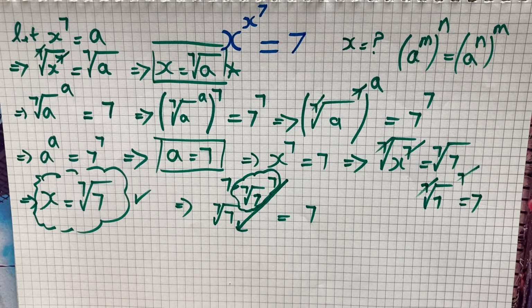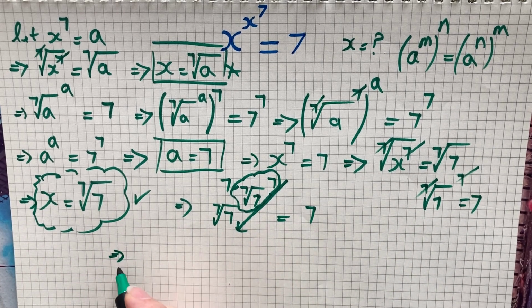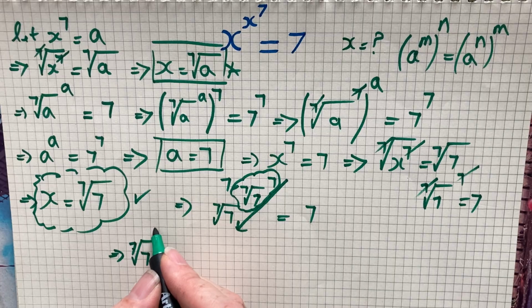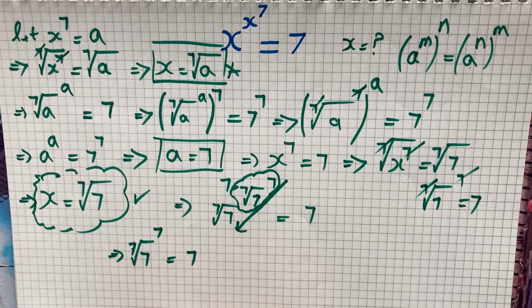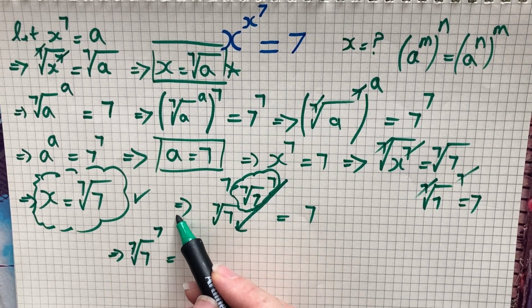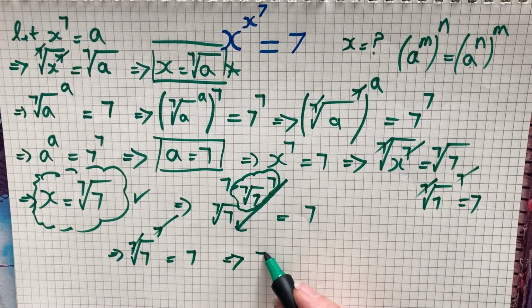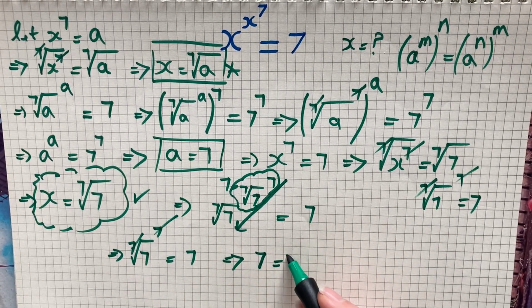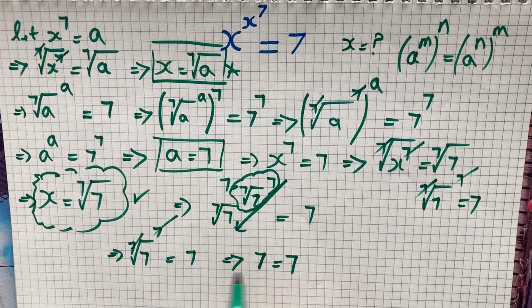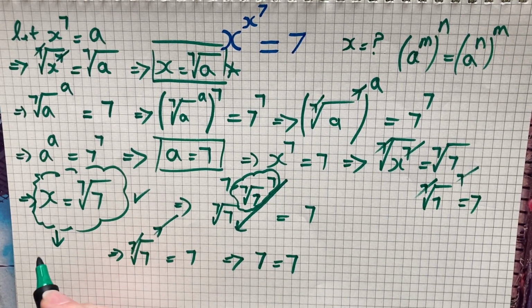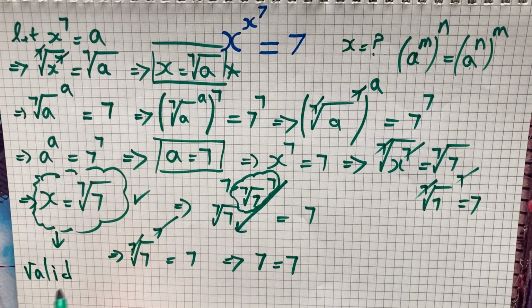7. Left hand side, we have root 7 of 7 to the power of 7. Right hand side 7. Next, again, this 7 as exponent and this 7 as root can be cancelled off. Left hand side is going to be 7, right hand side 7. 7 equals 7. So x equals root 7 of 7 is a valid answer.